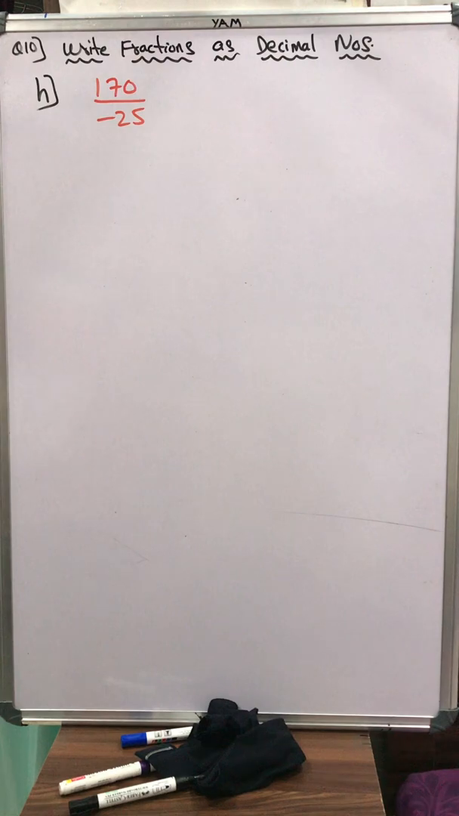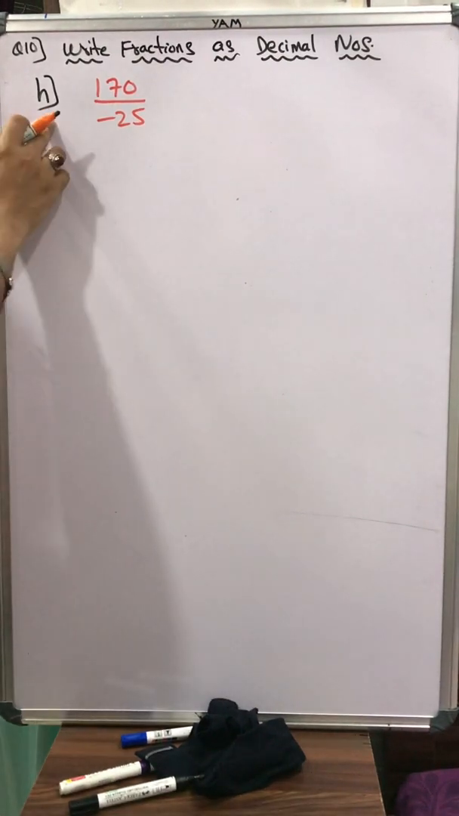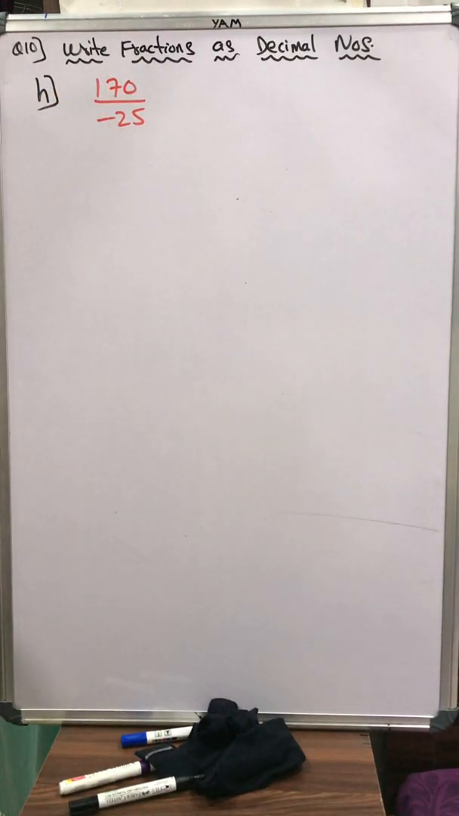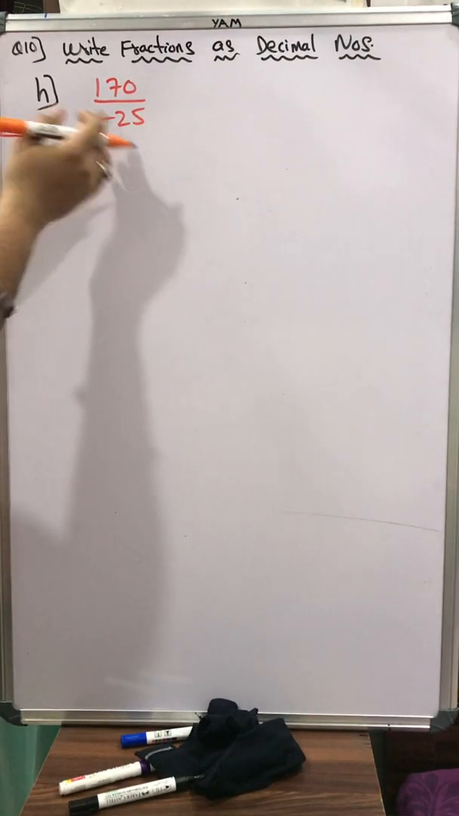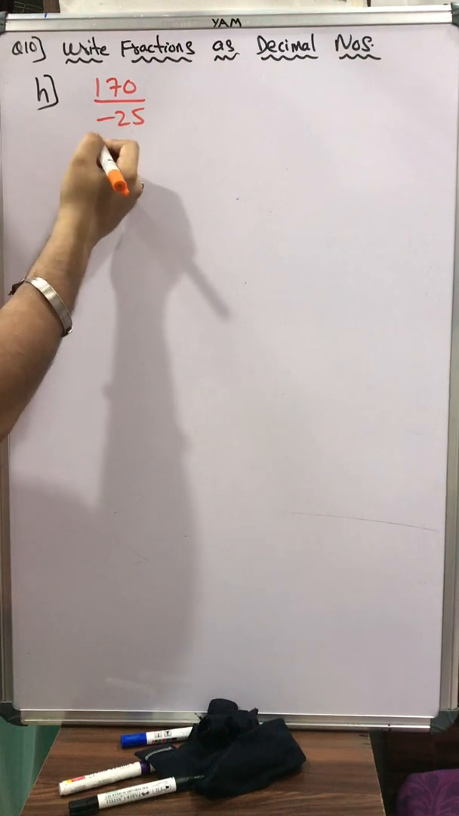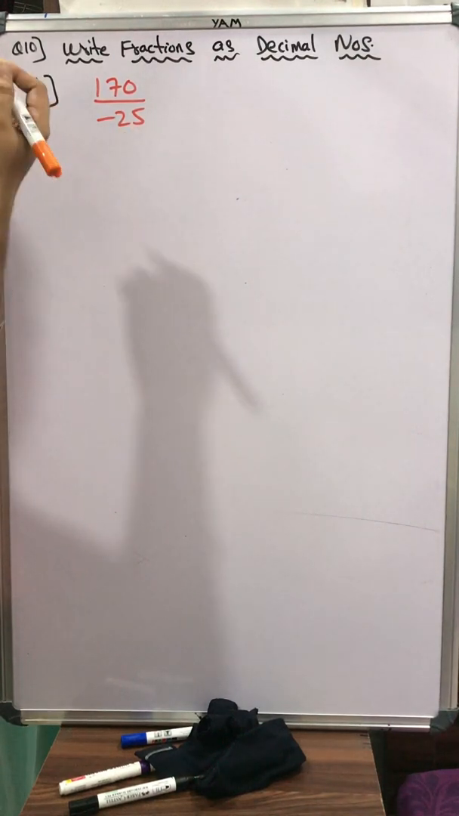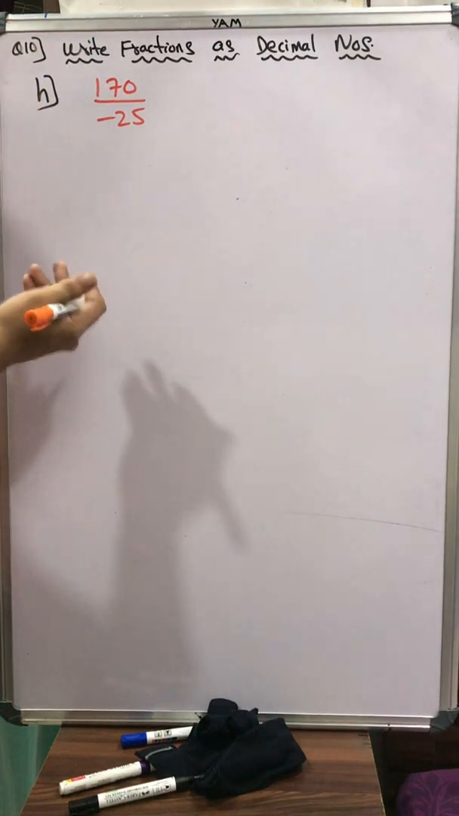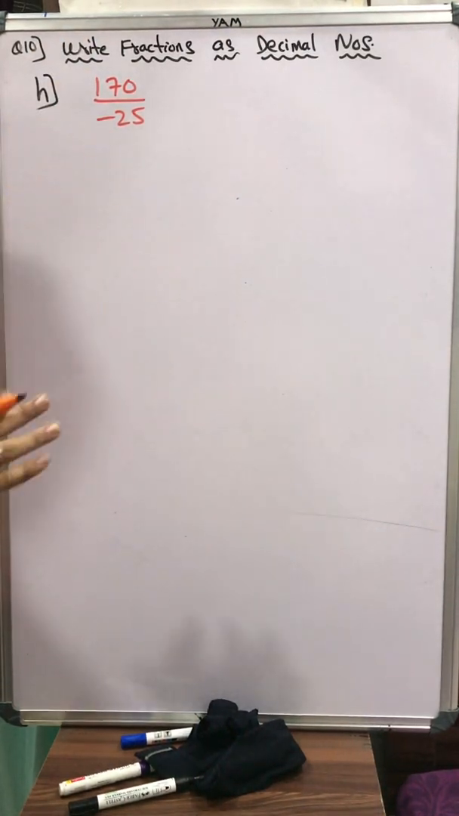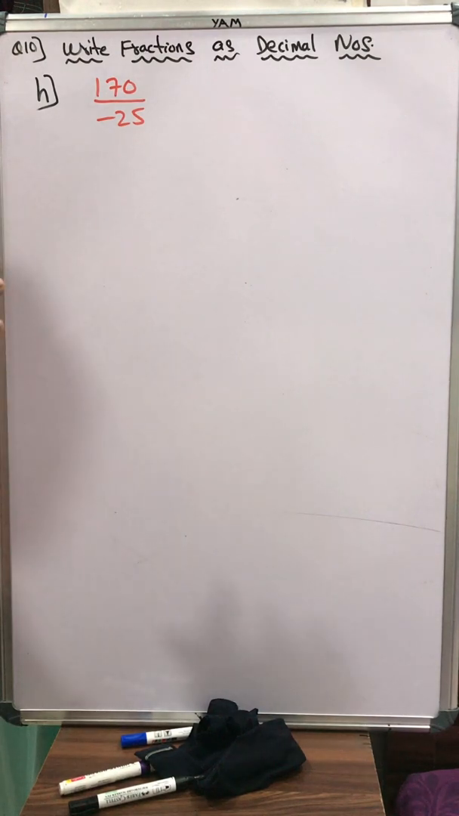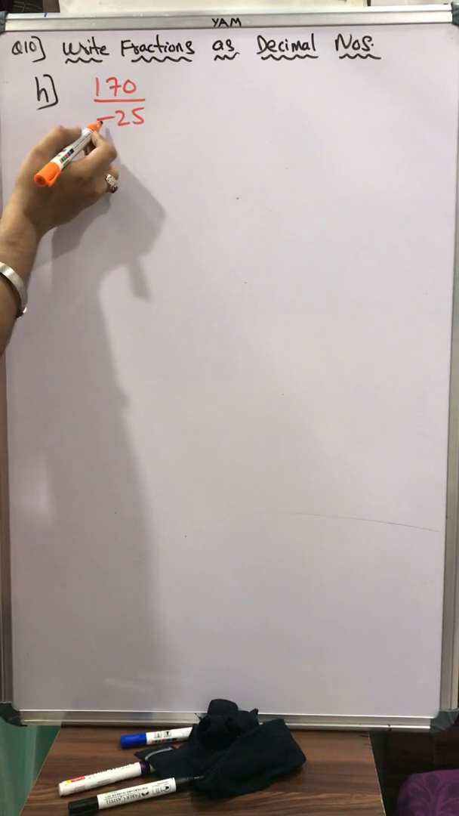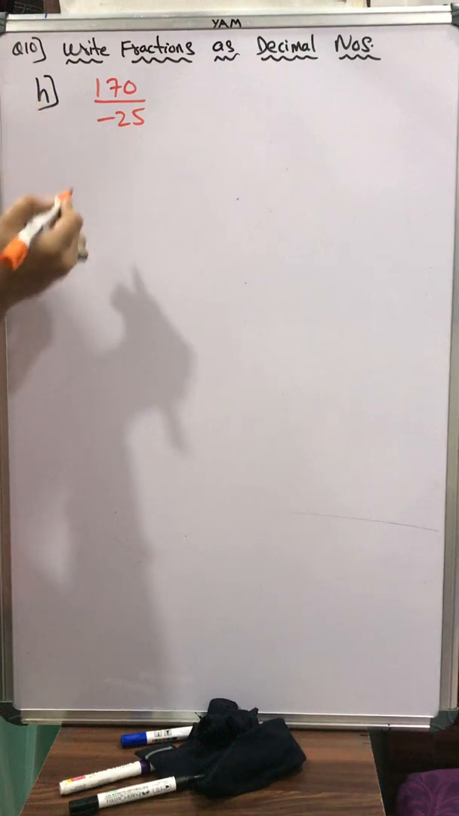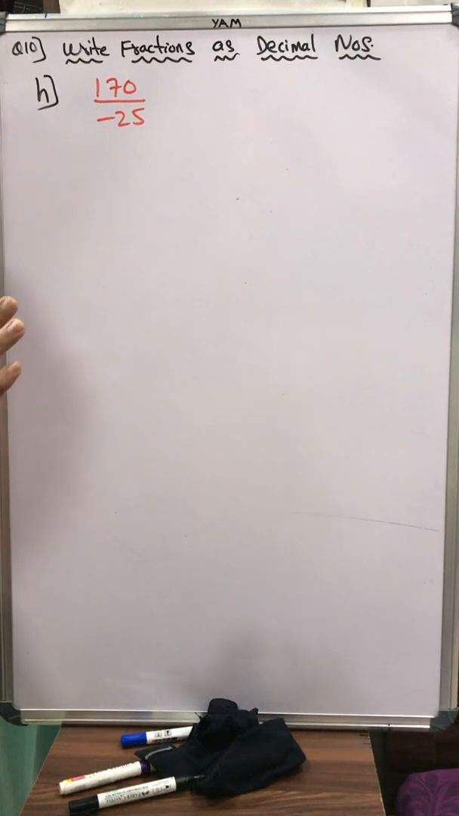Okay, the next question on the board, it's sub question H, 170 upon minus 25. I selected this question because we have a negative symbol in the divisor over here. Now either the minus sign is in the numerator or the minus sign is in the denominator, or it is in between. It does not matter for me. I repeat, either this minus sign is in the numerator or in the denominator or in the center. It does not matter. I am not bothered right now of this minus sign.